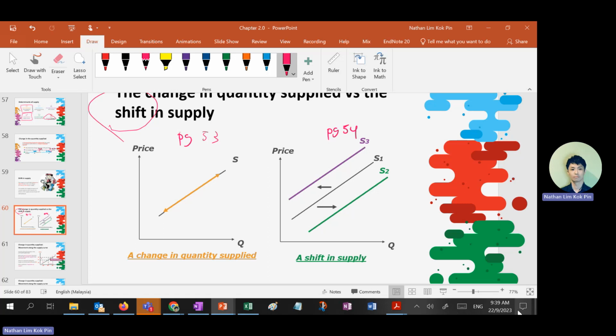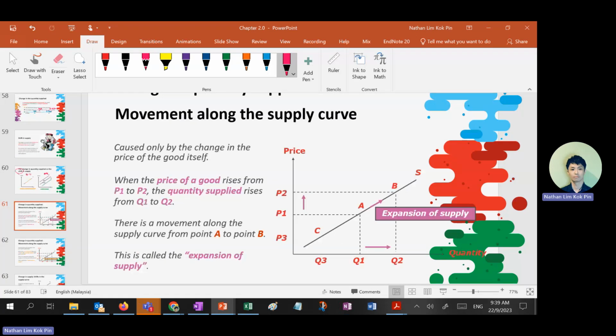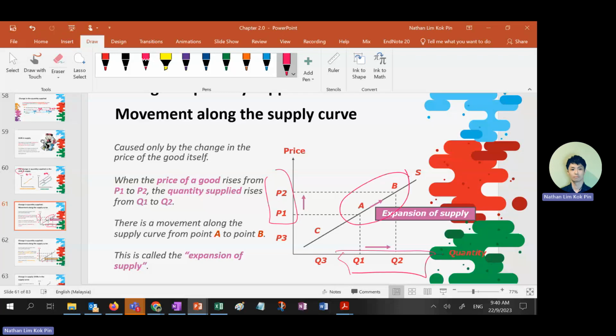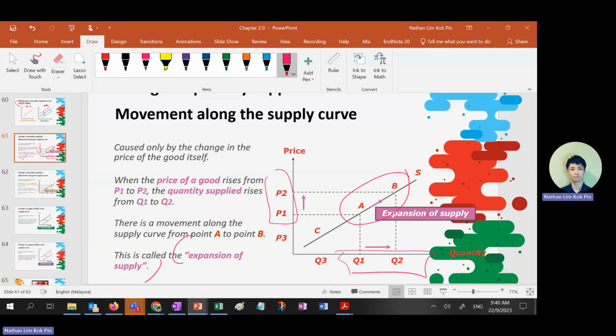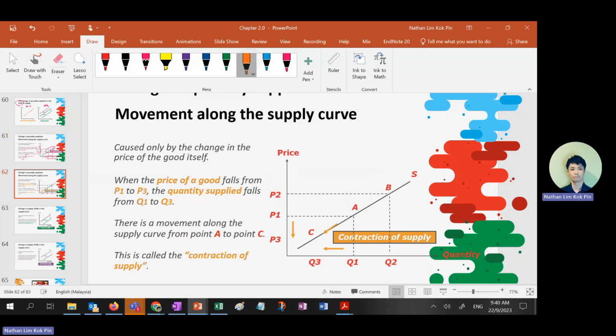Next will be the explanation. That's why I say an increase in quantity supply is expansion of supply. It happens because the price of the good increases from P1 to P2. So the quantity supply, remember to write properly, will increase from Q1 to Q2, which is the movement along the curve from A to B. This is known as expansion of supply. If you want to write like that, okay, if you don't, never mind. Just follow your way.